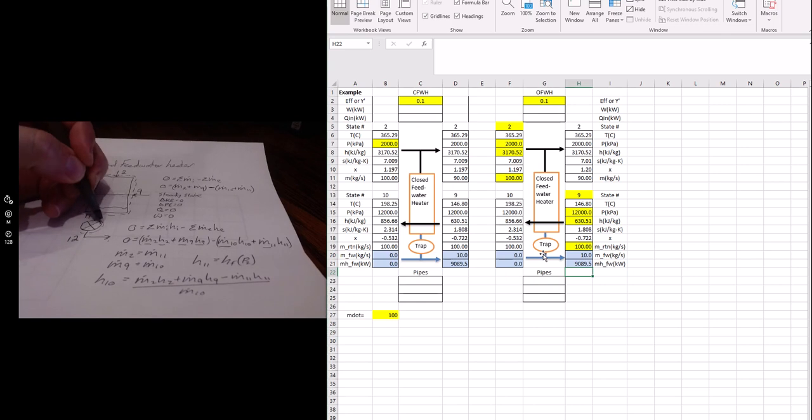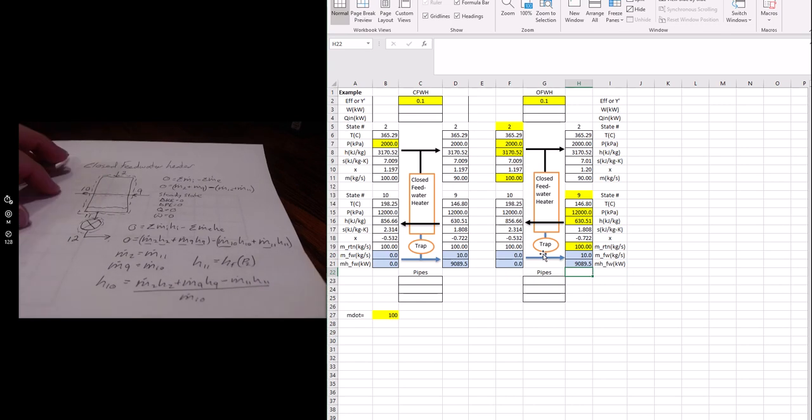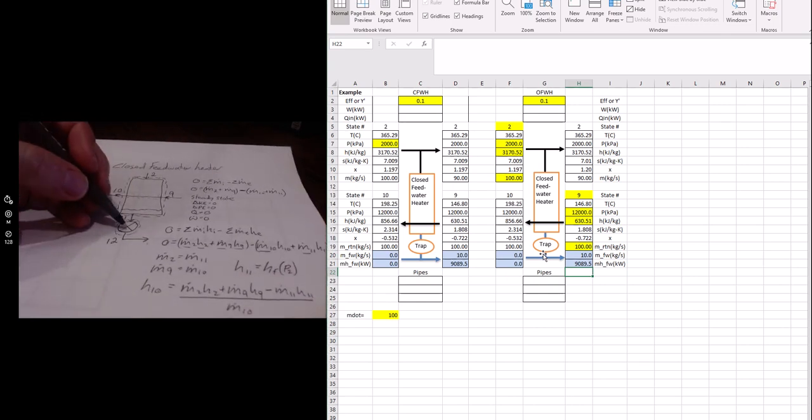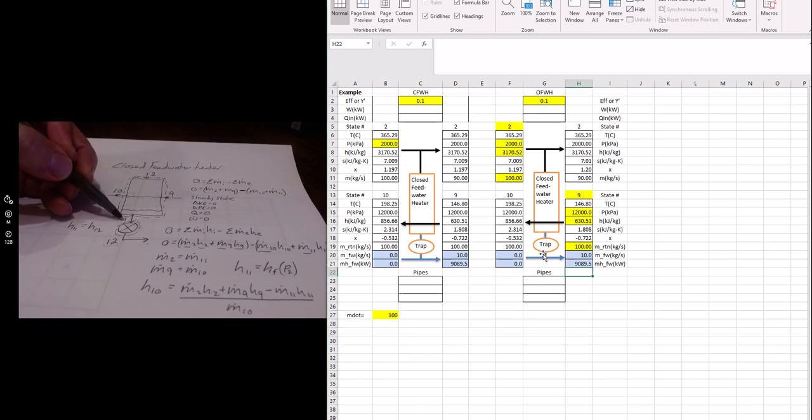Just a quick analysis of this. So my first law, steady state, no change in kinetic, no change in potential, no heat transfer, one inlet and one exit, so that I get that H inlet equals H exit. So that's why I didn't really recalculate this. I just calculated this and put it in for that enthalpy.